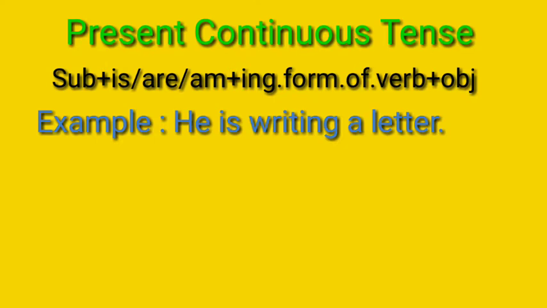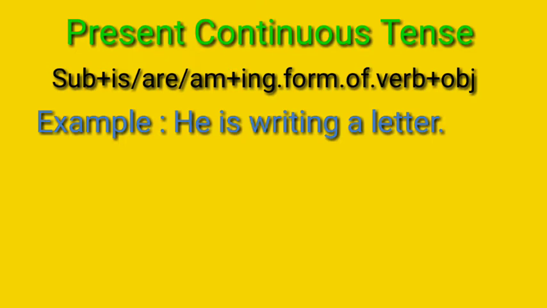Here, subject is he. Then auxiliary verb. Is the auxiliary verb. After that ing form of the verb. Writing. Then object. A letter. Okay. This is affirmative sentence. Means positive sentence. What is the meaning of this sentence?